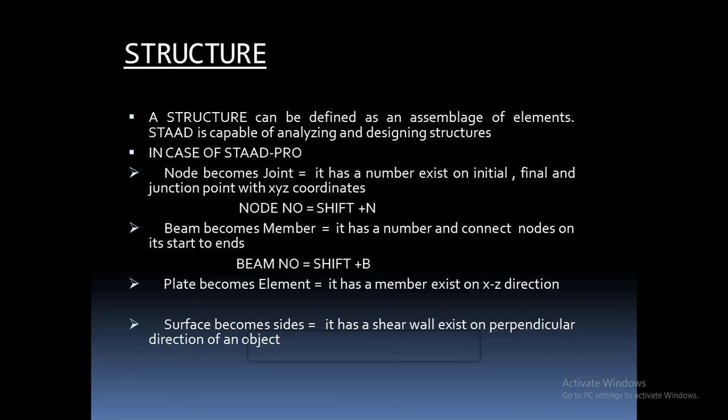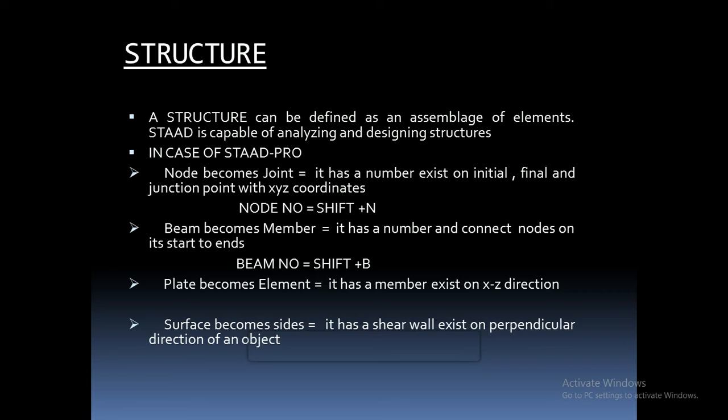Structure. In STAAD.Pro software, the group of elements is called a structure. STAAD is capable of analyzing and designing structures. In STAAD.Pro, a node becomes a joint, which has a number and exists at initial, final and junction points with XYZ coordinates. The shortcut key Shift plus N is for node number.